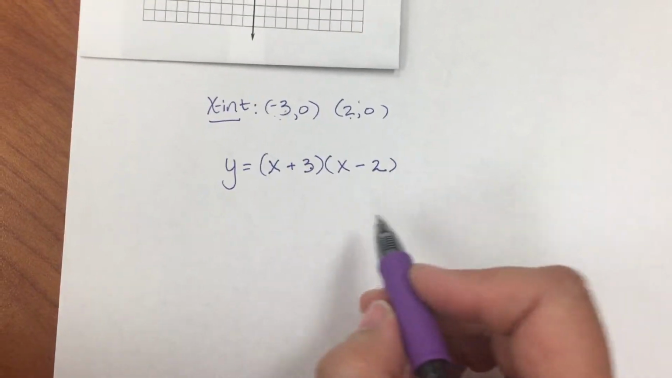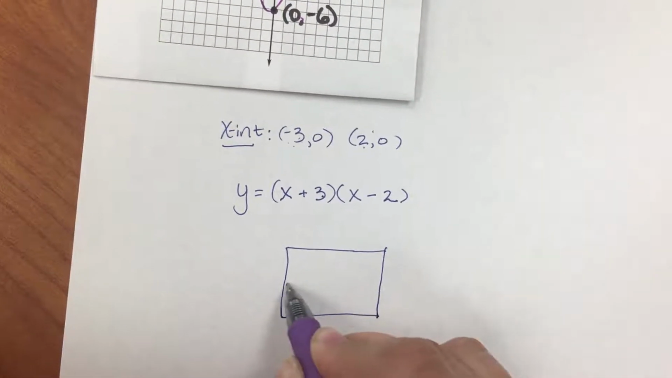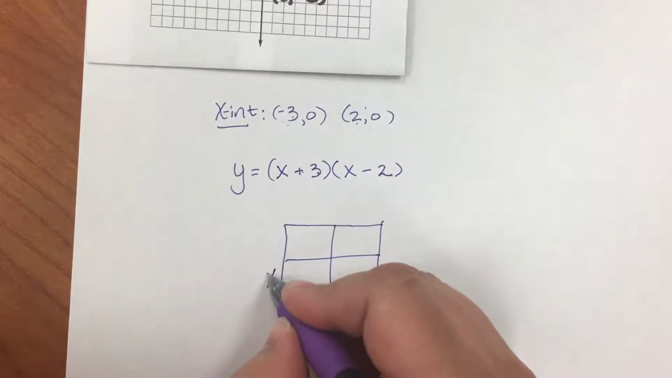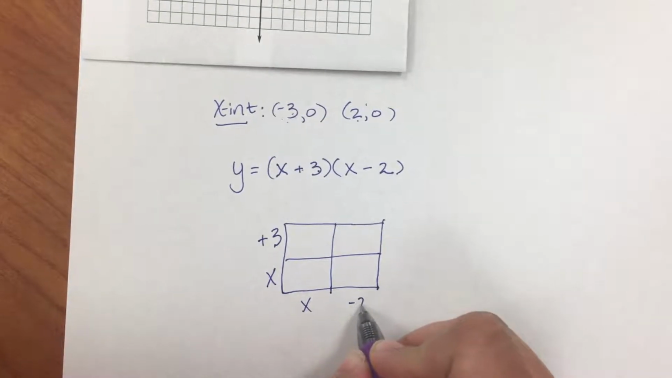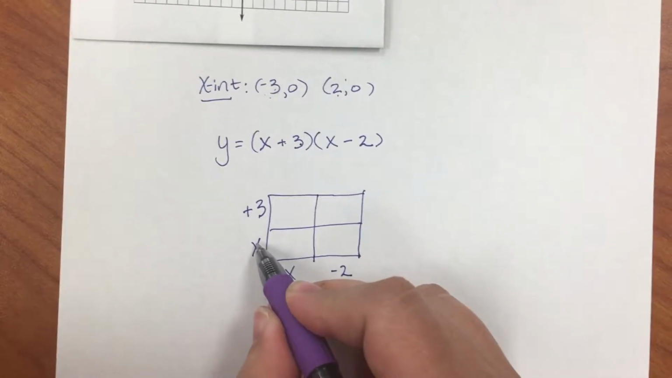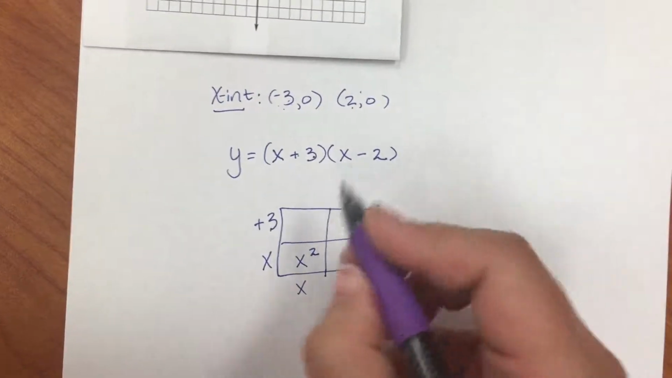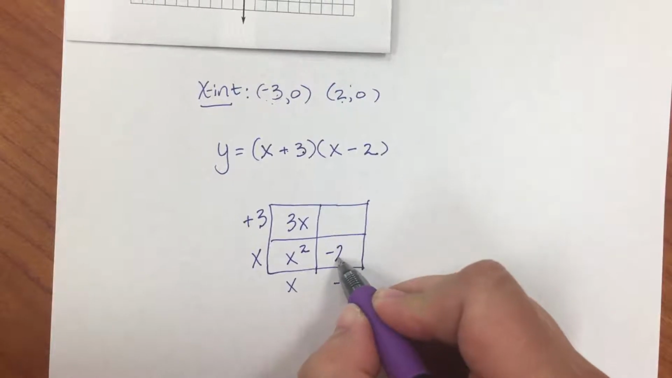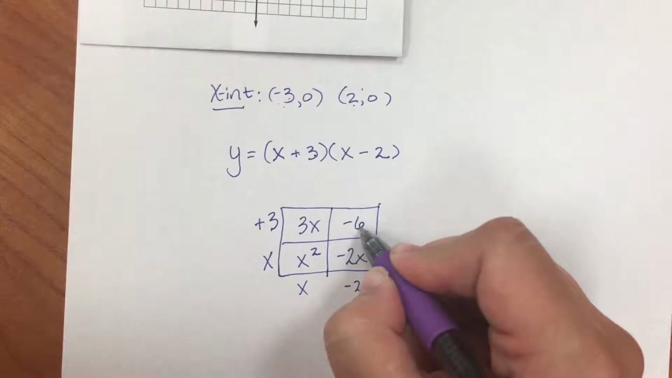I'm going to use an area model to help write it into standard form. So I make my area model. x plus 3 I'm going to do on this side, and x minus 2 I'm going to do on this side. Now I fill in the inside. x times x gives me x squared. 3 times x gives me 3x. x times -2 gives me -2x. And 3 times -2 gives me -6.